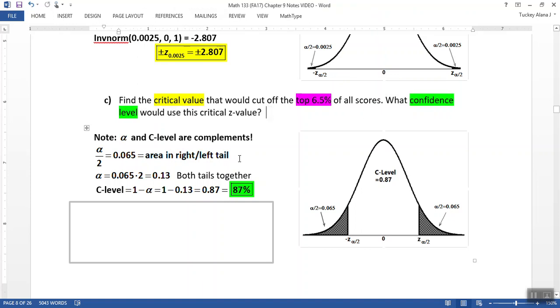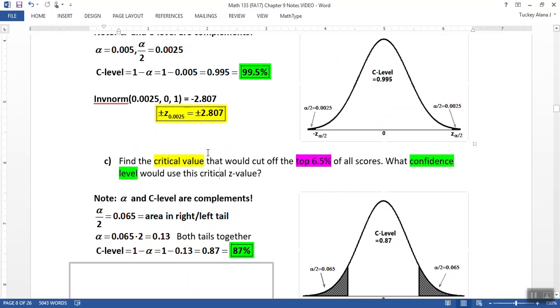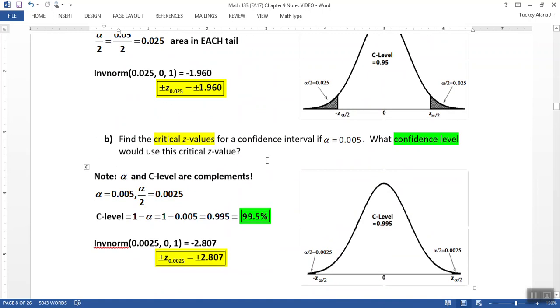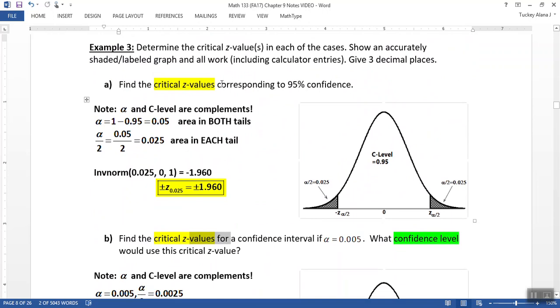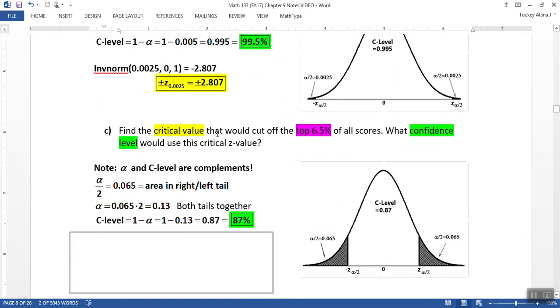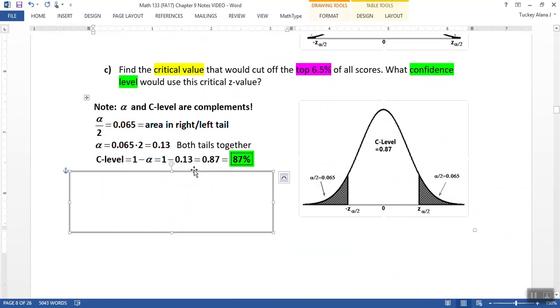Wonderful. They want to know the critical z-value, so technically they want the one over here on the right. This is a little bit of a tricky question because they actually say they want the critical z-value singular, as opposed to these other ones which are values plural. So A and B technically wanted both of them. C technically only wants the one that's on the top half, the positive one. That's all right. How do we find it?